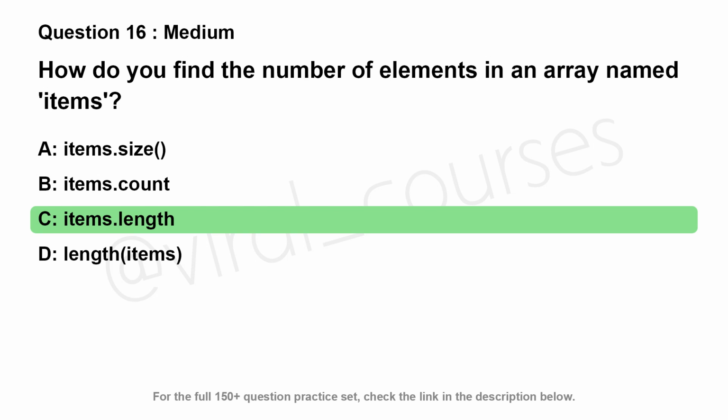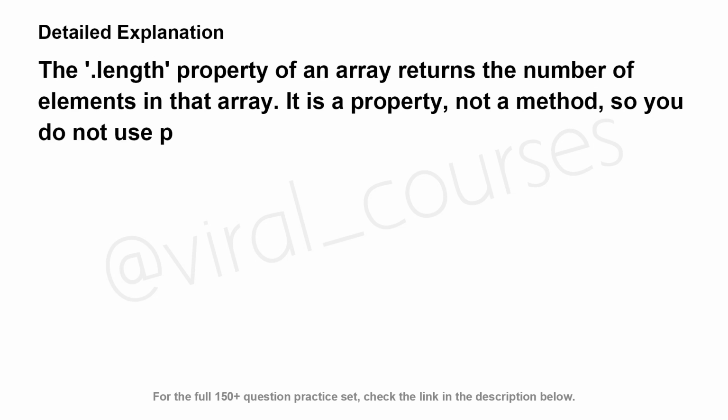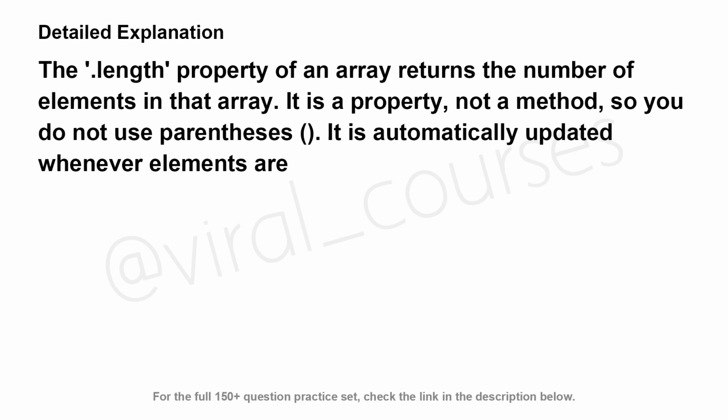The correct answer is C. The length property of an array returns the number of elements in that array. It is a property, not a method, so you do not use parentheses. It is automatically updated whenever elements are added to or removed from the array.